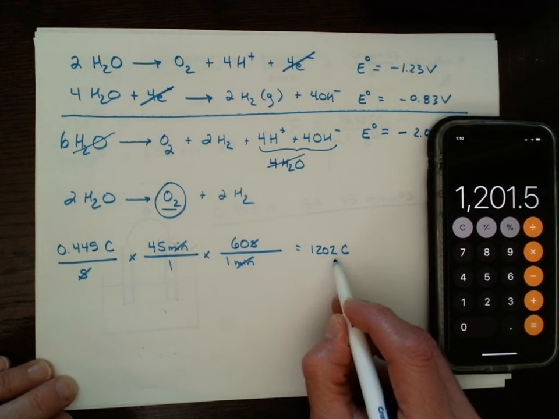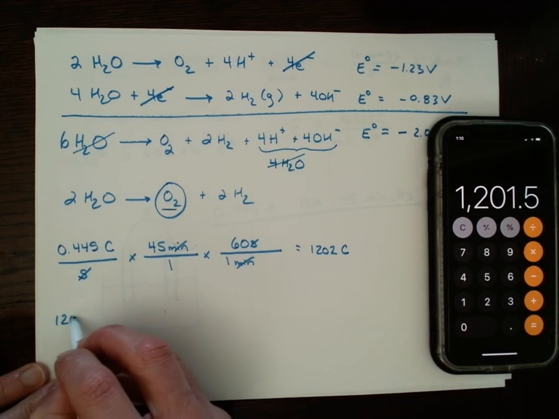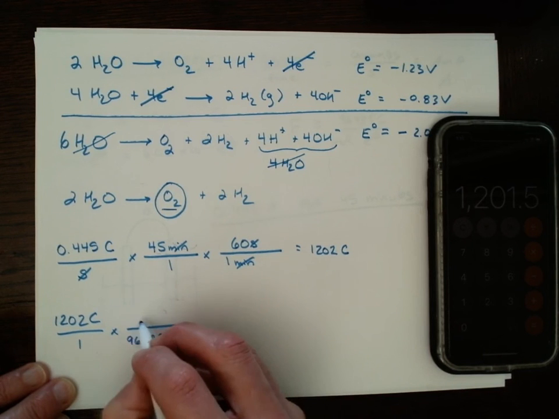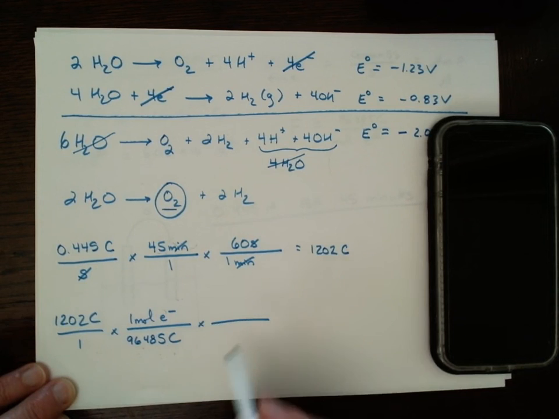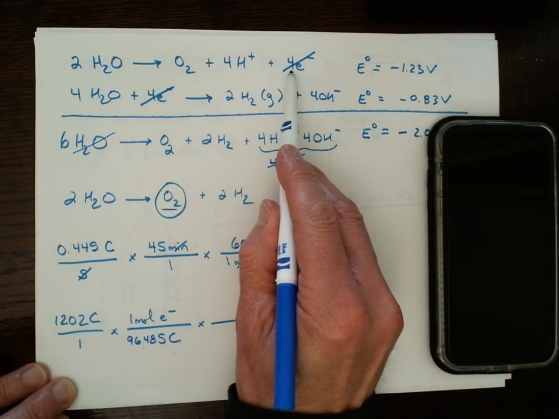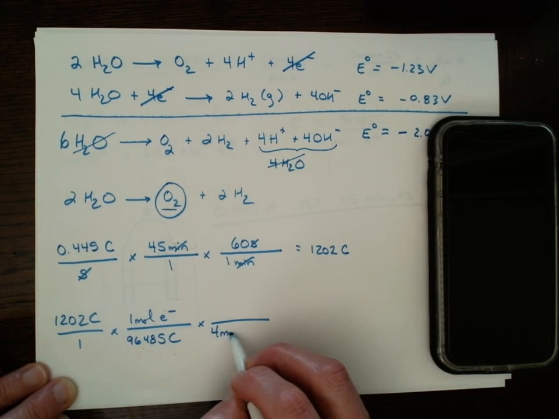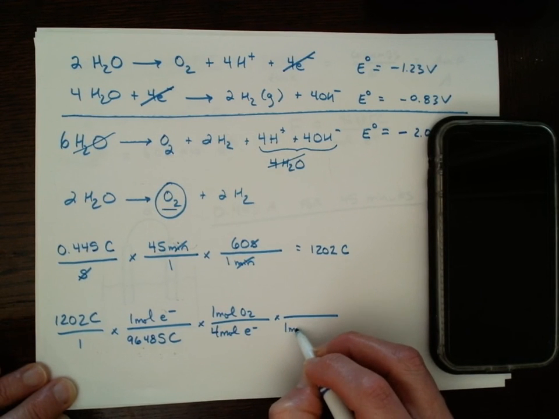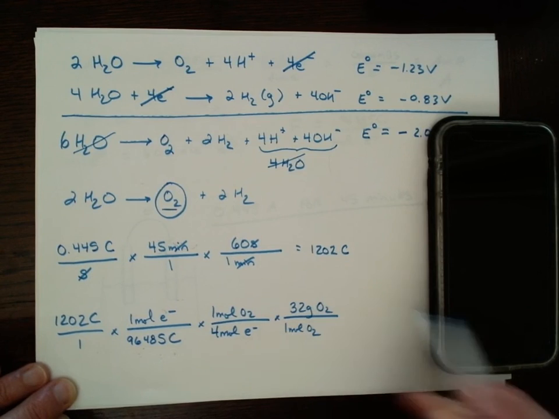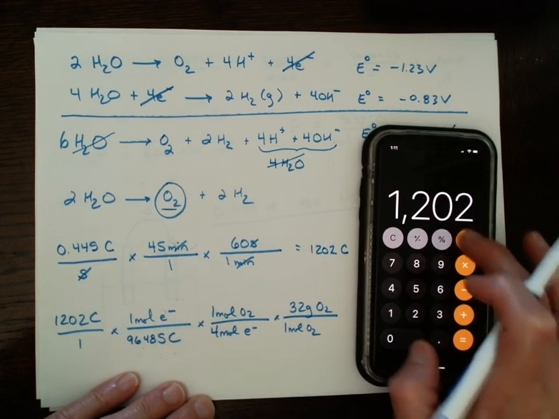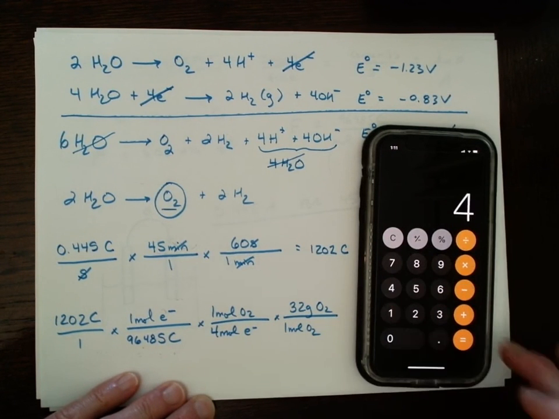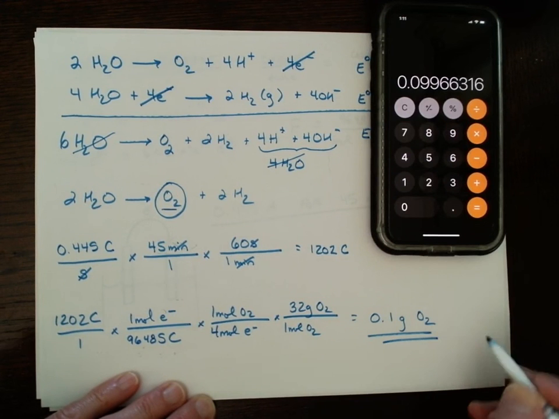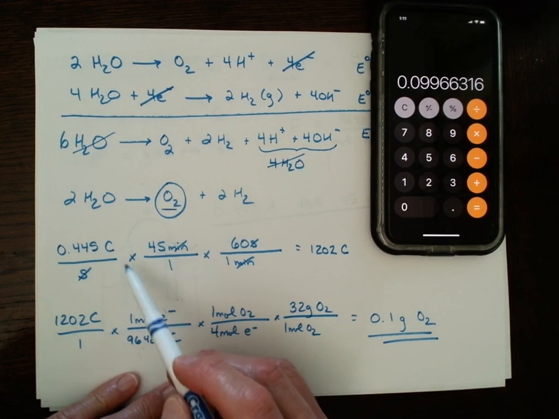Now, if we deliver this many coulombs of charge, let's figure out how many grams of oxygen could be produced. So I'll start here with 1202 coulombs. And I happen to know that there are 96,485 coulombs for every mole of electrons. I can also look up here and see that 4 moles of electrons relates to 1 mole of oxygen. So 4 moles of electrons is going to relate to the production of 1 mole of O2. And then finally, we recognize that 1 mole of O2 is 32 grams of O2, 16 plus 16. Do a calculation here: 1202 divided by 96,485, divide that by 4, times that by 32. And we get, basically, 0.1 grams of oxygen gas if we try to electrolyze water at 0.445 amps for 45 minutes.